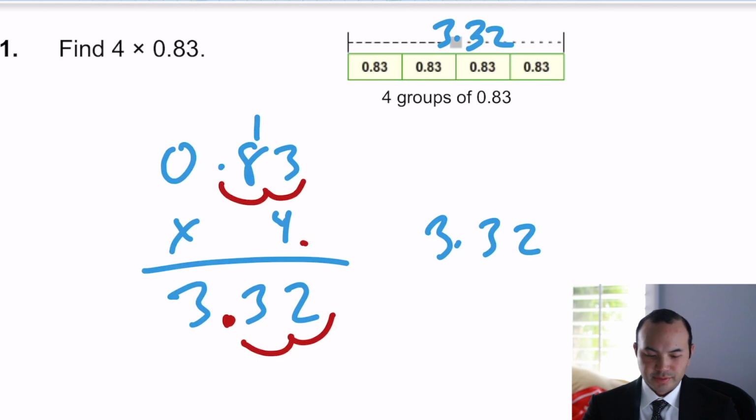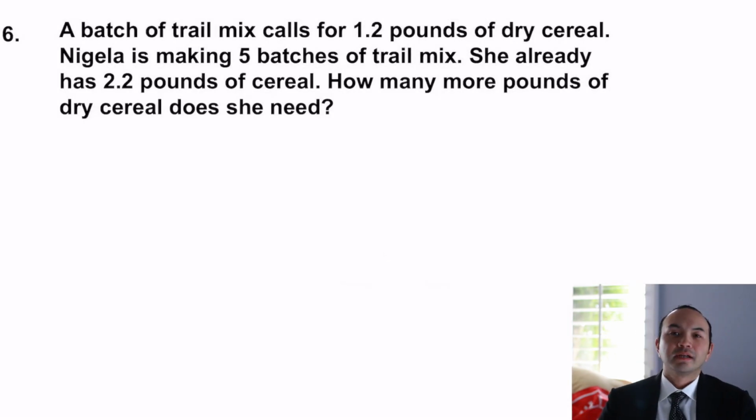Alright, let's move on. Alright, so let's take a look at this word problem right here. A batch of trail mix calls for 1.2 pounds of dry cereal. Nigella is making 5 batches of trail mix. She already has 2.2 pounds of cereal. How many more pounds of dry cereal does she need?